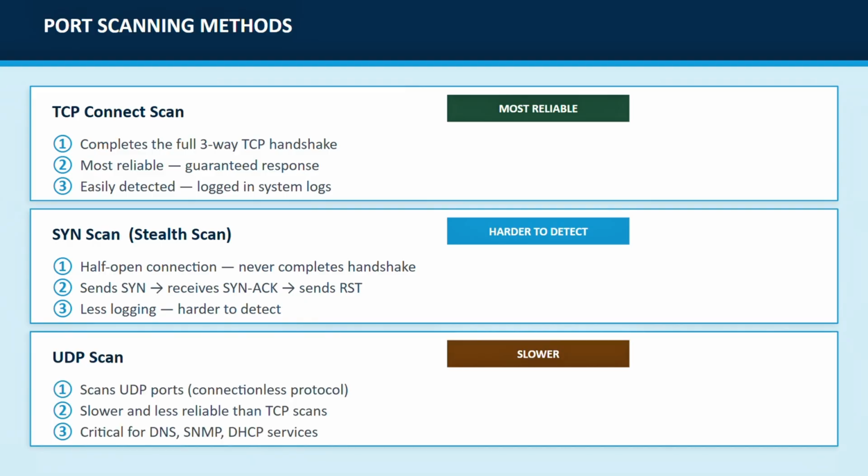The next one is the UDP scan, and this checks UDP ports instead of TCP. It is slower and less reliable because UDP is connectionless, but it is important because DNS runs on UDP 53, SNMP on 161, and DHCP on 67 and 68. Each of these three methods has trade-offs between speed, reliability, and stealth.